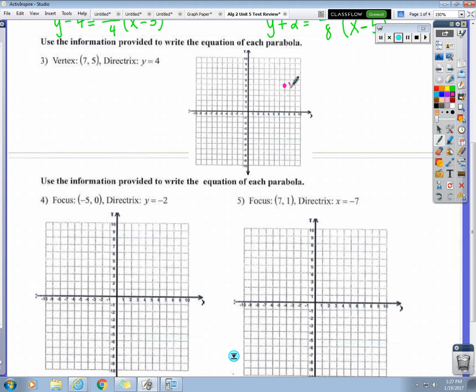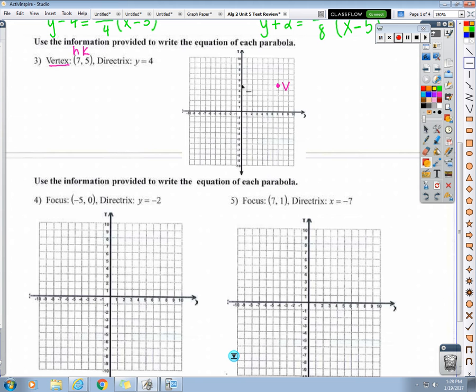I'll put V for vertex, that way I don't get confused. I'm also going to write H and K above it, because isn't that my H and my K value? A directrix, y equals 4. Remember, a directrix is always a line. Is this going to be a horizontal or a vertical line if you have to cut through the y-axis? Right. If you want to cut across the y-axis at 4, doesn't it have to be running left to right to cut through the y at 4?